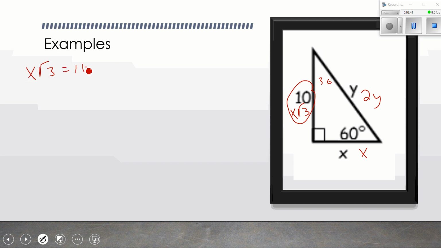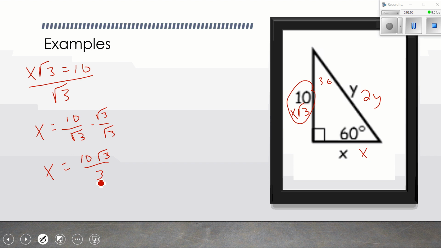I'm going to do the math way, and I'm going to show you the shortcut way again. I'm going to divide by root 3. I get x is equal to 10 over root 3. I want to rationalize this by multiplying by root 3 over root 3. X is equal to 10 root 3 all over 3, and that can't be simplified.